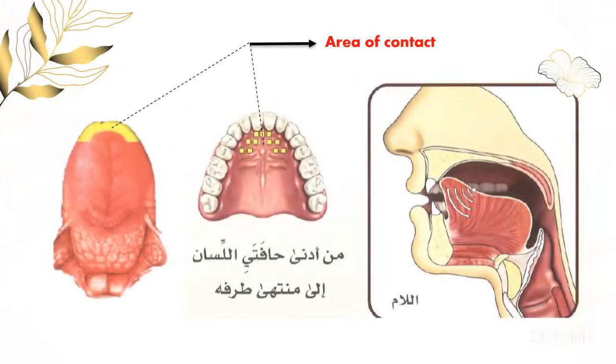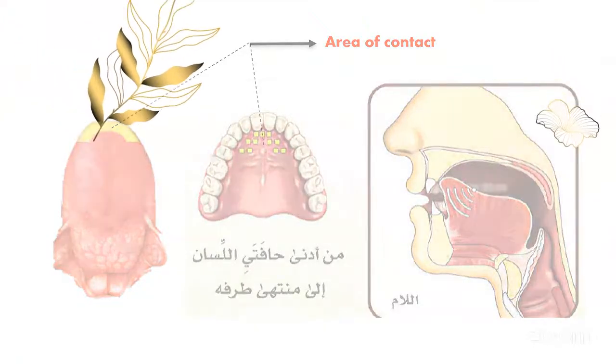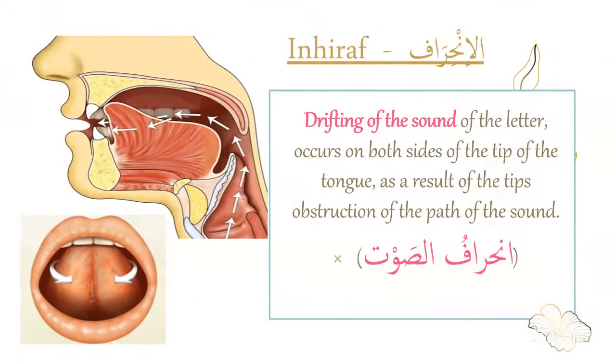So what does inhiraf mean? Inhiraf, it is the drifting of the sound. The sound cannot exit through the articulation point. Instead, it will take an emergency exit. Understood? So this is inhiraf. So you can see that for the lam, the sound is escaping through the sides of the tongue, not the exit point. Understood? Not through the articulation area, but through the sides of the tongue.